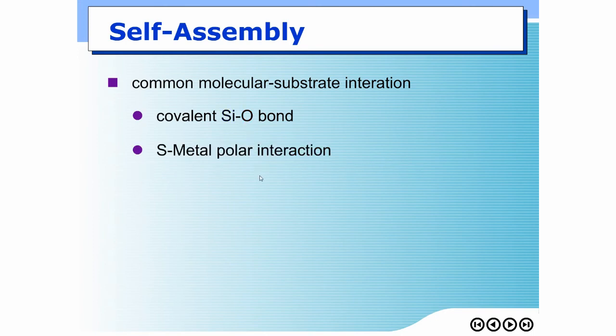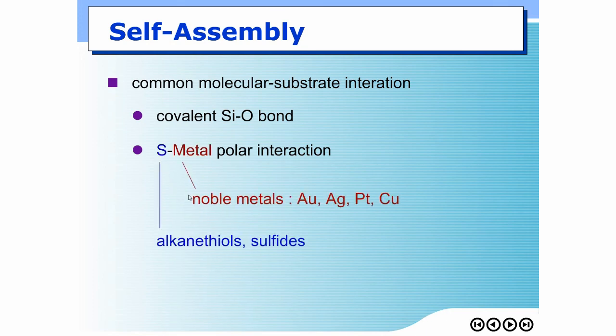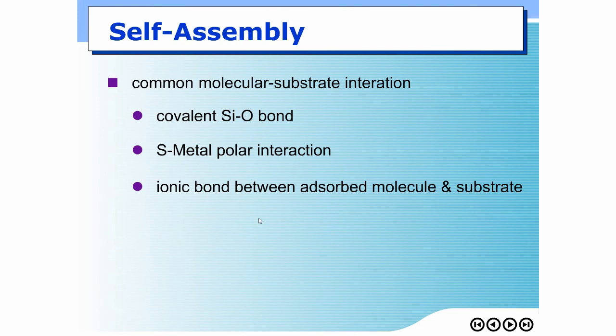Okay, you might have this S-metal polar interaction. This S is basically sulfur. Sulfur has strong interaction with noble metals like gold. So if you want to attach molecules containing sulfur, like thiol or sulfide, on gold, the sulfur part of the molecules would turn toward the gold and bind to the gold substrate by polar interaction. You may have ionic bonds between adsorbed molecules and substrate.